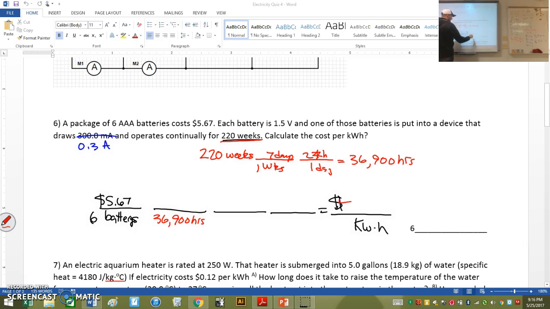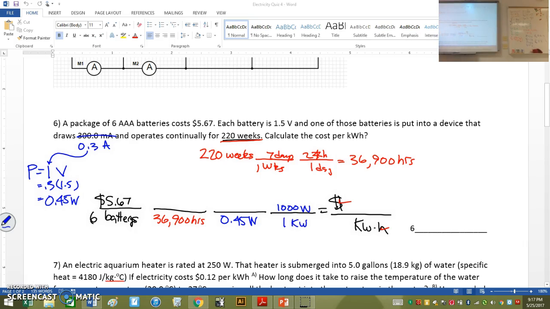So I've got dollars taken care of. I've got hours. Now I just got to figure out how many kilowatts this thing is. So let's find the power. Power is current times voltage. And I know the current, 0.3, and I know the voltage, sweet, 1.5. So if you take 0.3 times 1.5, you get 0.45 watts. So 0.45 watts, and I'll just change watts into kilowatts. So there's 1,000 watts in 1 kilowatt. There. Now we've got it. We've got the kilowatts checked.